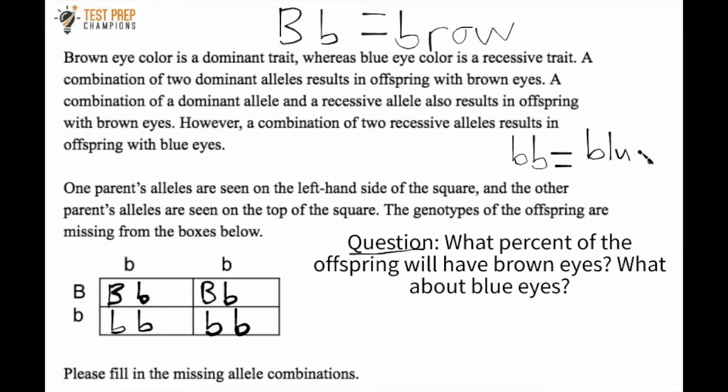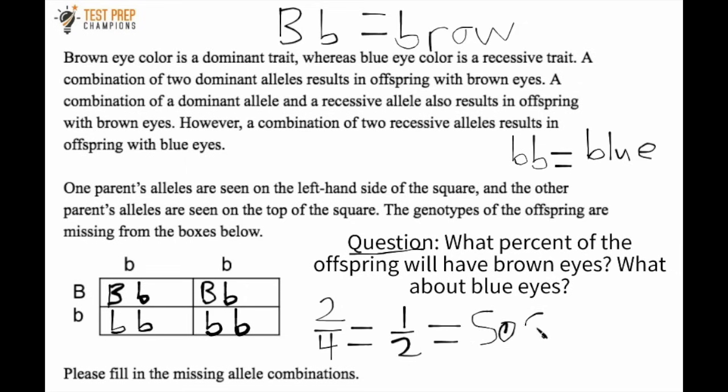So if I look down here at the Punnett square, we see that we've got four different cases again. 1, 2, 3, 4. Okay. Now, how many cases have brown eyes? Well, we see one case here, big B, little B, and another case here, big B, little B. So two out of four cases, the offspring will have brown eyes. Two out of four is just equal to half, right? Two out of four, that fraction reduces to half, which is equal to 50%. So 50% will have brown eyes.